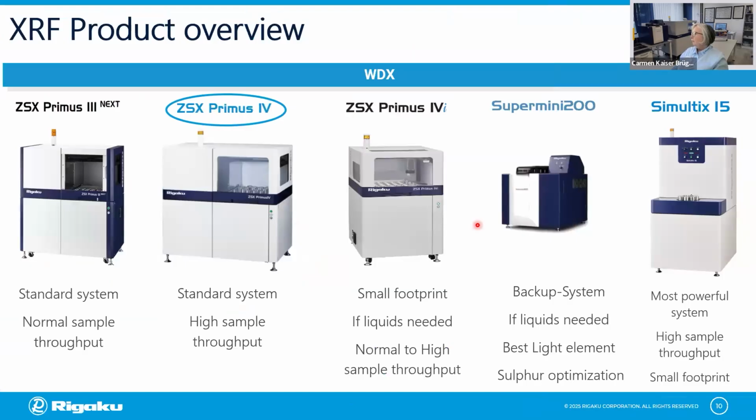Okay, so if we look at all the spectrometers that we have, the focus today will be on the Primus IV, because I've used the Primus IV, which is our standard system, designed for high throughput of samples. And I will talk a little bit more, but one of the biggest benefits here is, of course, many of the hardware and software features that we have here to basically measure the pressed powders or the fusions for the analysis, the elemental analysis. Yeah.